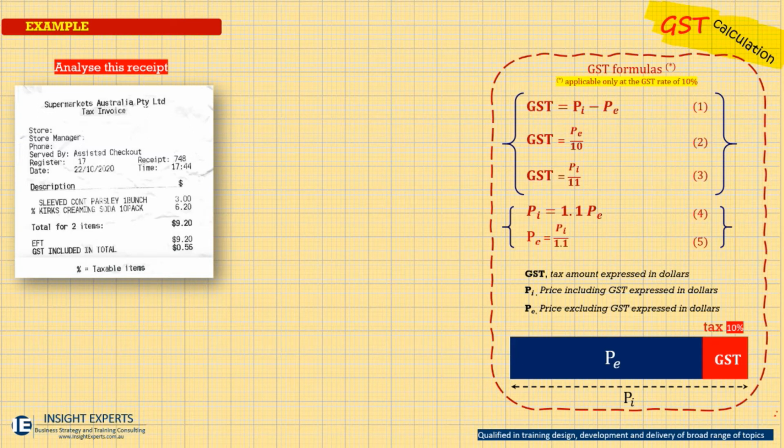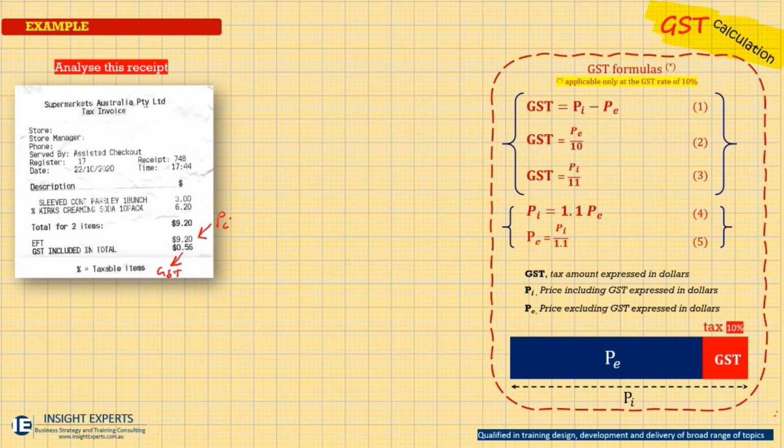Now here is an example from a supermarket. This time I have two products. The customer paid at point of sales the total of $9.20. That's being the price including GST, and part of it is the GST amount, which is really 56 cents.